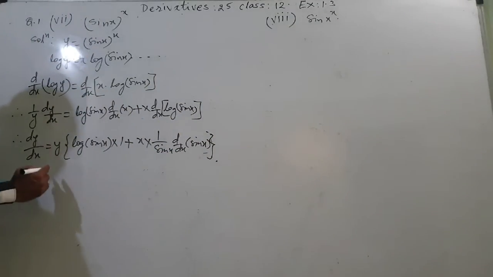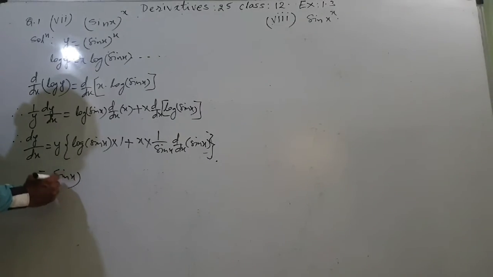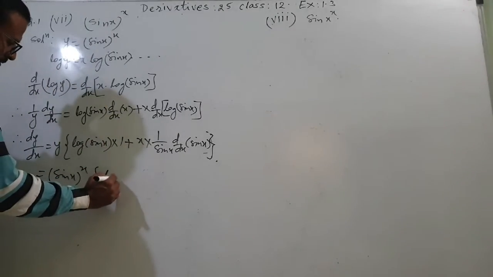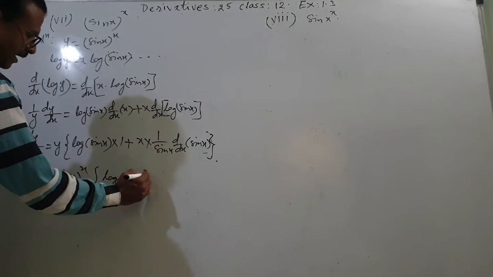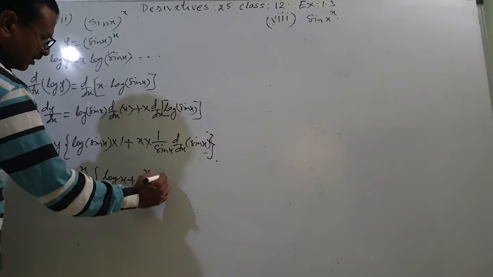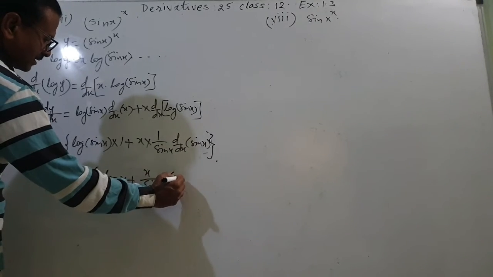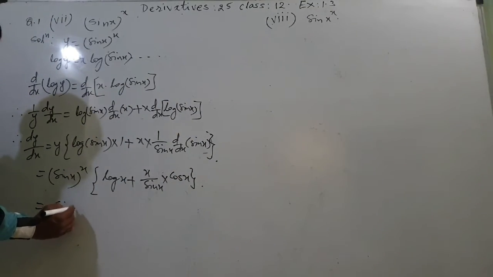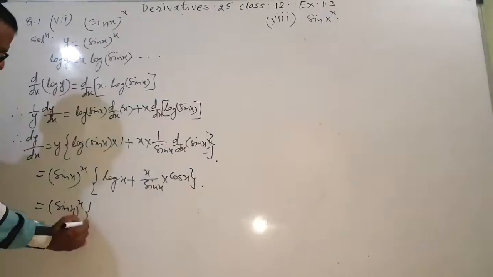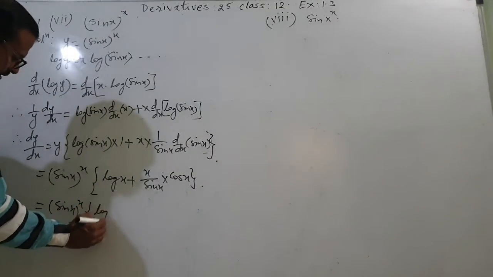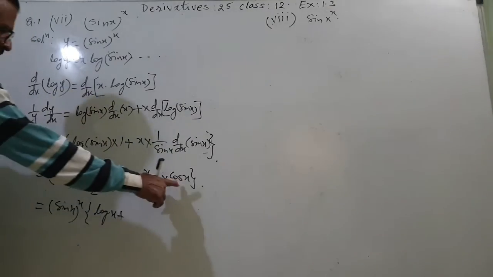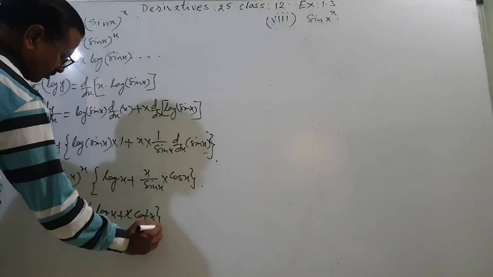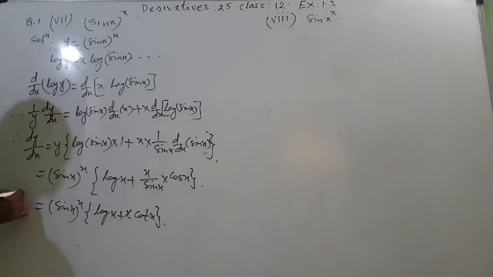So that is equal to, y means sine of x raised to x, into log x plus x upon sine x into the derivative of sine x, which is cos x. So that is equal to sine of x raised to x into log x plus cos upon sine is cot, so x cot x. So this is the final answer. This is dy by dx equal to.